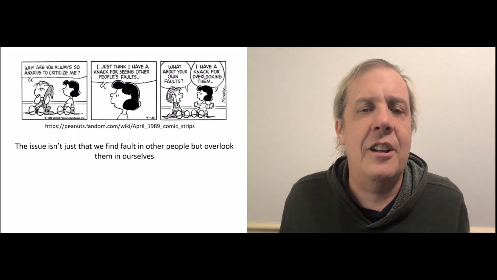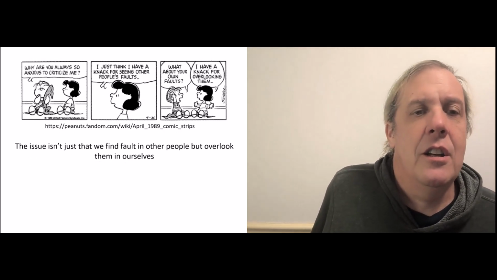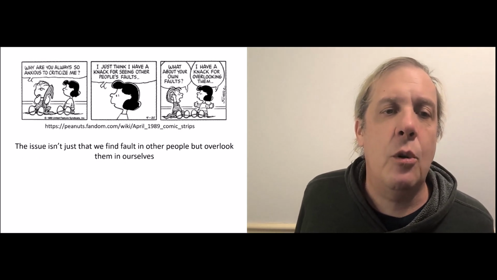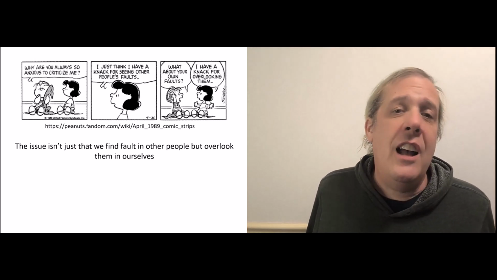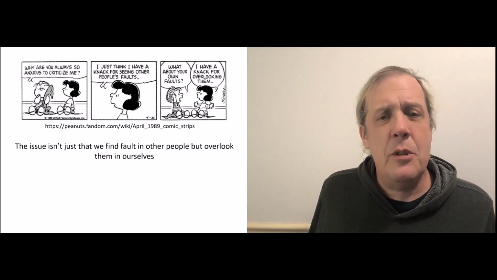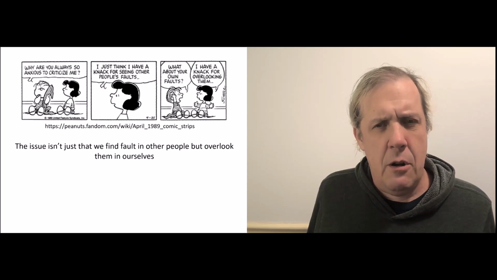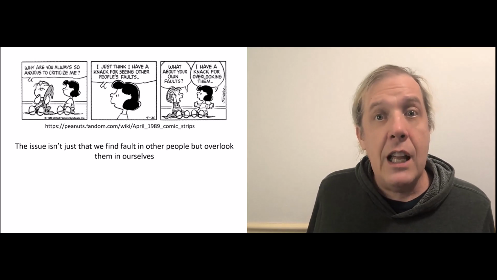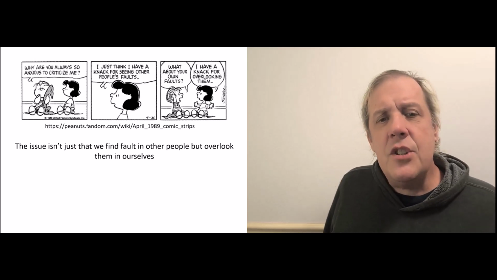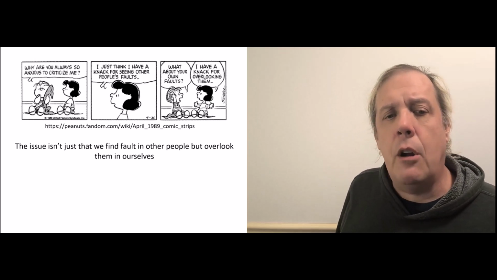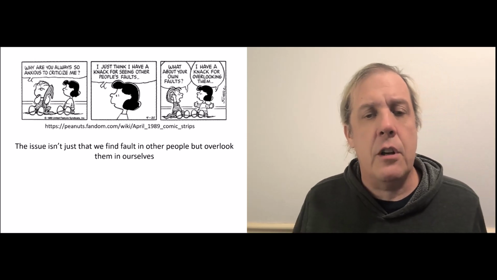So again, here's an old Peanuts cartoon that I like. Linus says, why are you always so anxious to criticize me? Lucy, I think I just have a knack for seeing other people's faults. Well, what about your own faults? I have a knack for overlooking them. So the issue isn't just that we fault other people, but overlook faults in ourselves.